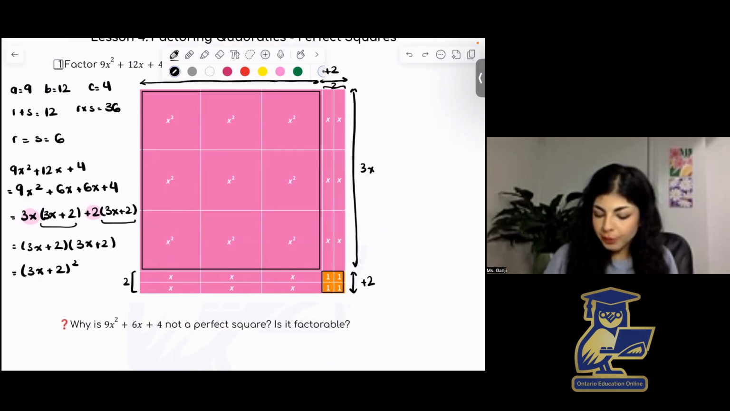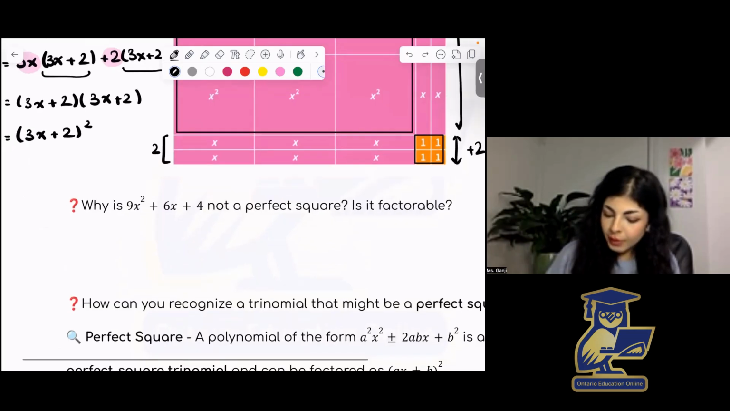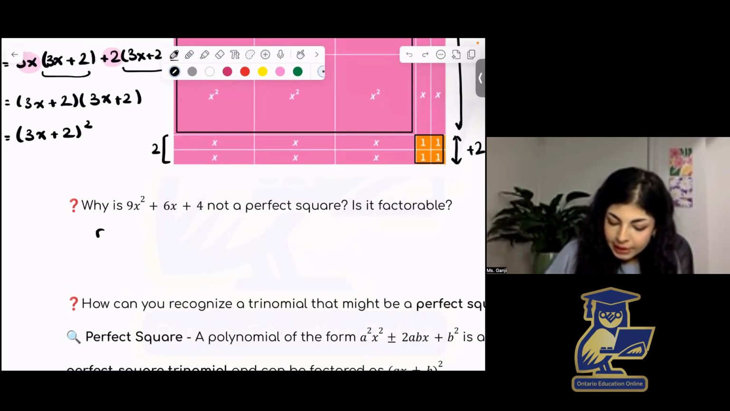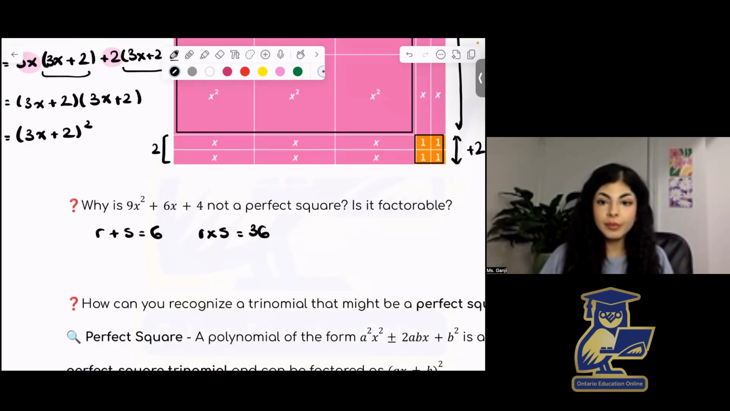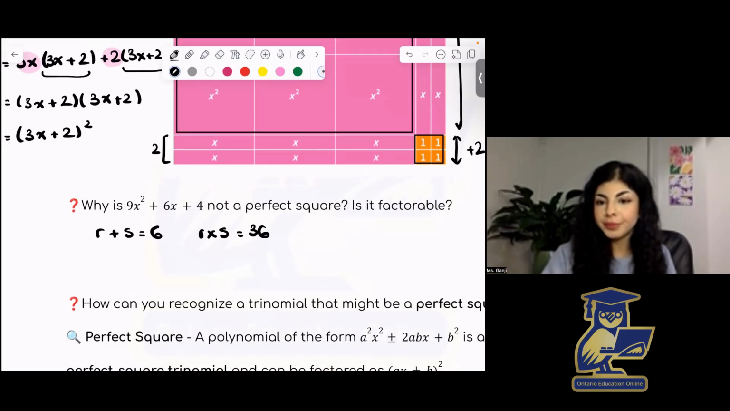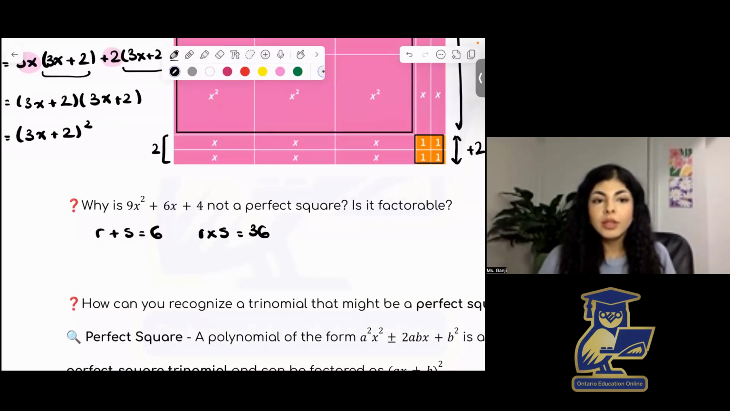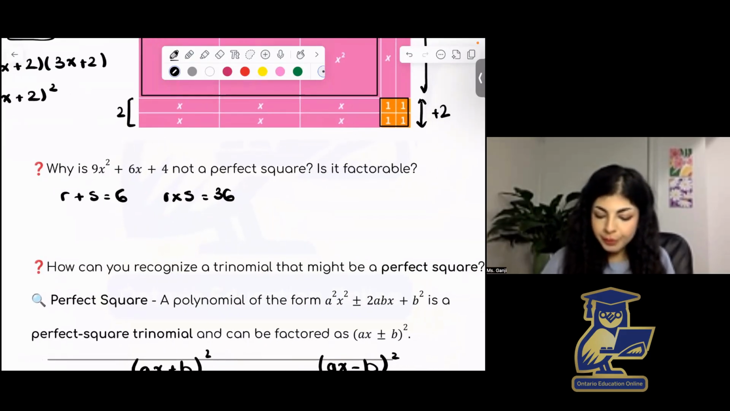Now, is it factorable? So we're going to test. Do we have R plus S equals 6 and R times S equal 36? I'll give you a moment to think about that. So if you try trial and error or the method from last class, you'll be able to see that there are no two integers R and S that fit this description. So it is actually also not factorable.